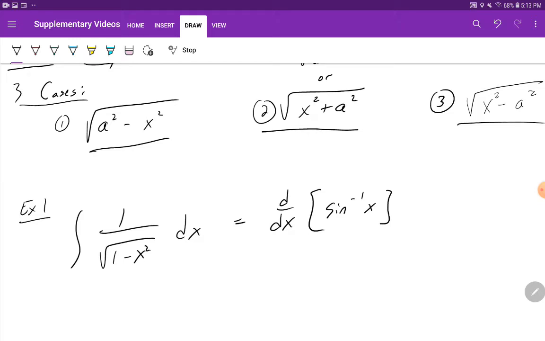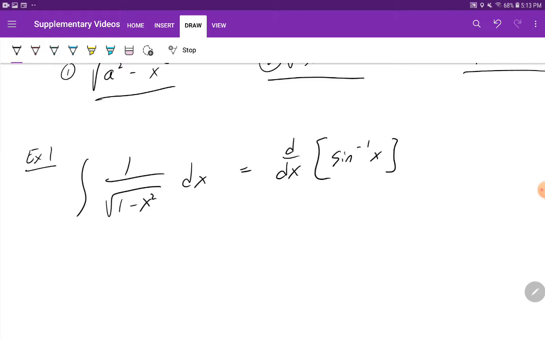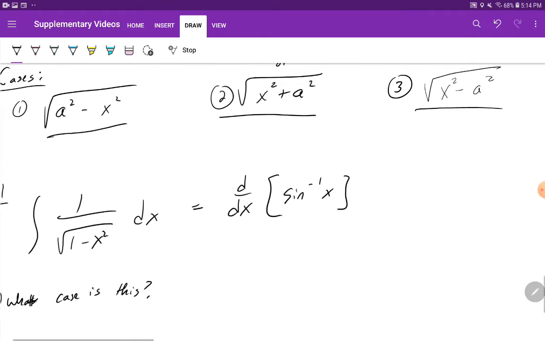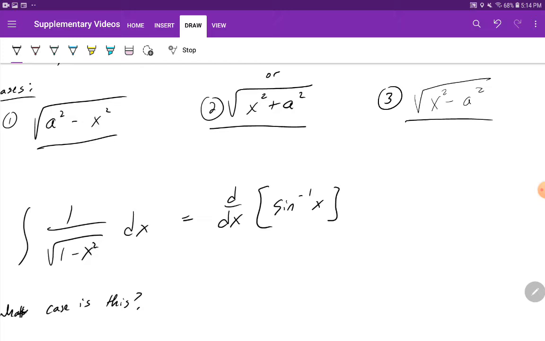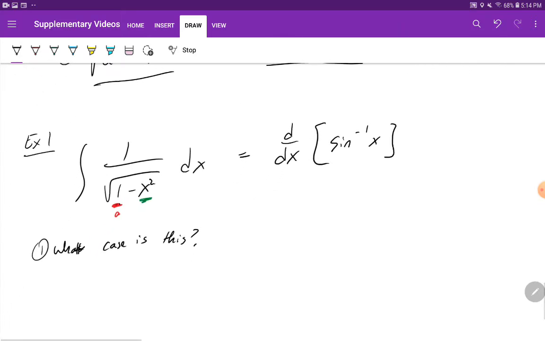How do we do trig substitution? Well, first you've got to identify which case this falls under. If you look at it, it looks like it falls under the first case because we have a constant squared minus x squared, where a is going to equal 1, because 1 squared is just 1. Thank goodness it's a perfect square. So it looks like it falls under case 1.